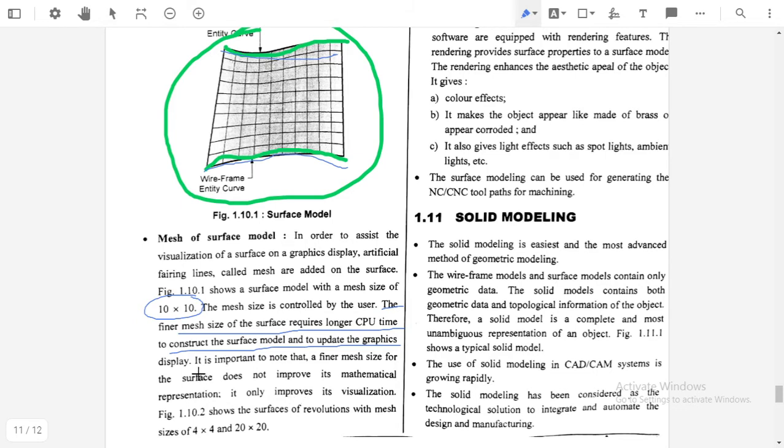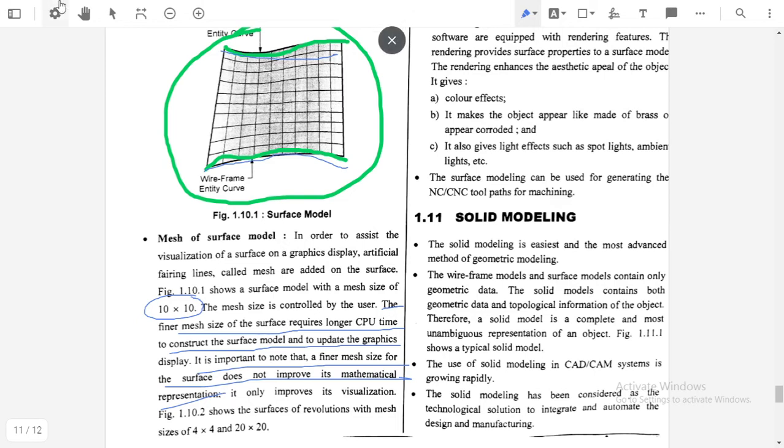It is important to note that a finer mesh size of the surface does not improve the mathematical representation of the object. As we increase the number of meshes or the size of the mesh, the mathematical representation of the object will not change. It will remain the same. As the size increases or decreases, it will not affect the mathematical representation of the object.